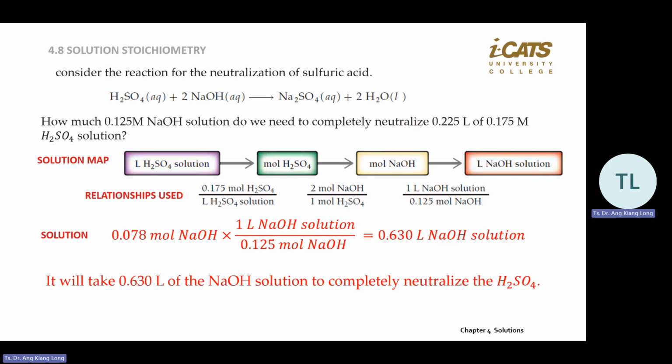You calculate something, you get a number, you need to tell me for section C marks what does that number mean. In this case, you need to take 0.630 liter to neutralize. Liter of what? NaOH to neutralize the H2SO4. Yeah?